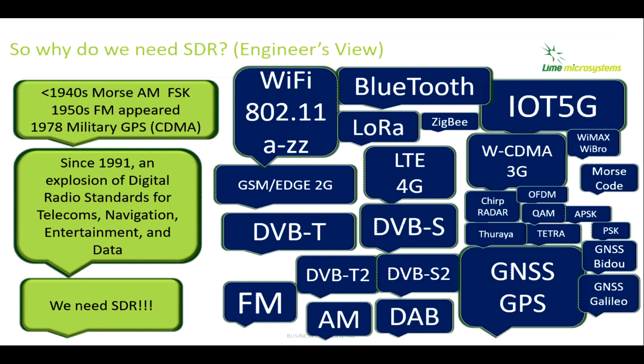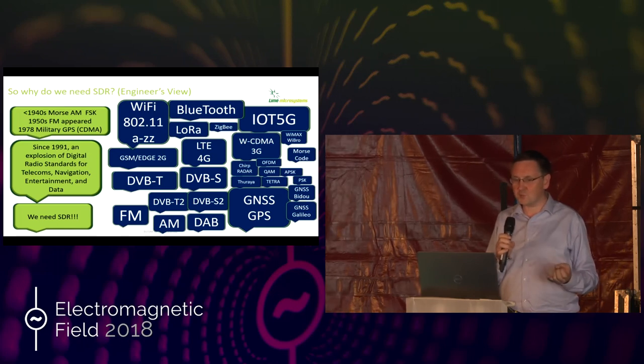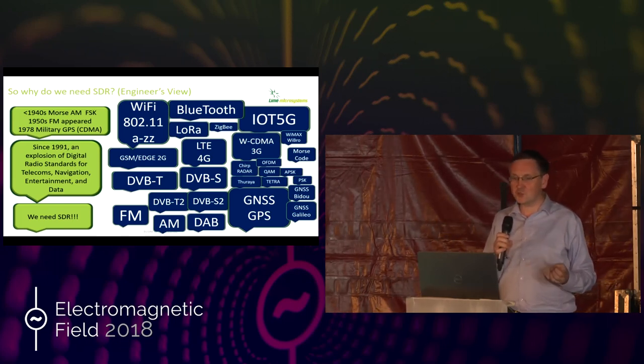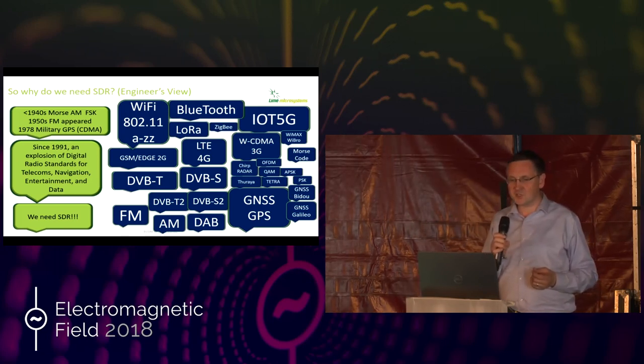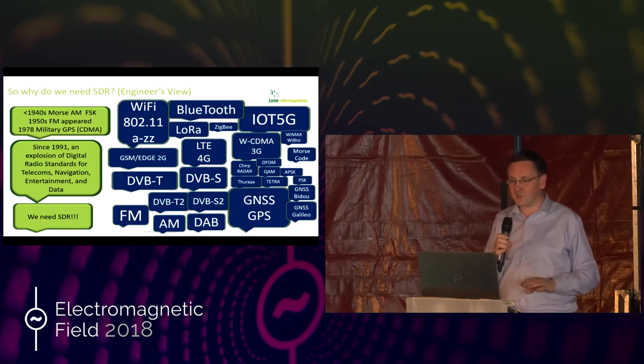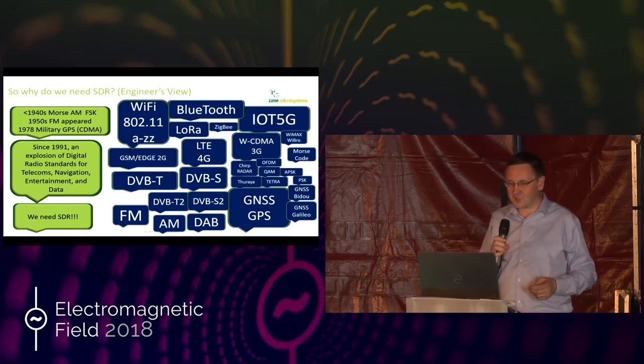So broadly, you can divide the different radio standards into four categories. There are the various data radio standards, which you're probably very familiar with, such as Wi-Fi, Bluetooth, LoRa, and so on. There are the mobile standards, such as 2G, 3G, and 4G. Then there are the entertainment-based systems, such as digital television, digital satellite, and their second generations, DAB and DAB2, and obviously good old-fashioned FM and AM. And then you have the navigation-based radio systems, such as GPS and Galileo, and the Japanese and Chinese versions.